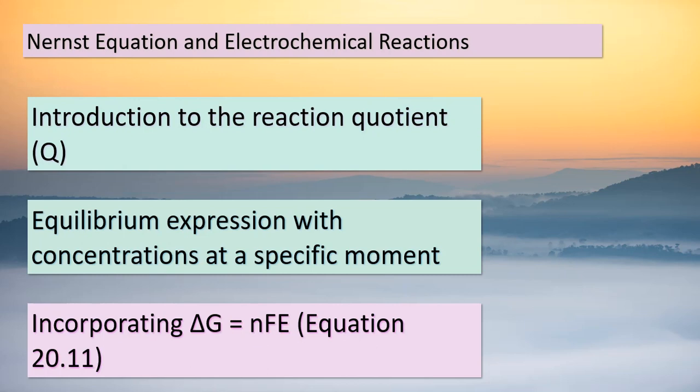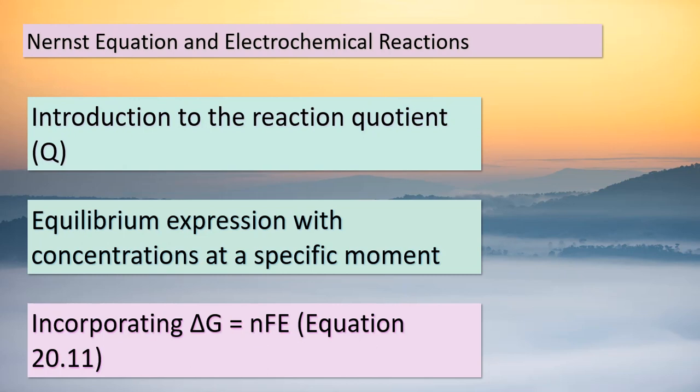Now, here's where things get truly intriguing. By combining ΔG equals -nFE, as seen in equation 20.11, with equation 20.15, we arrive at -nFE equals -nFE° plus RT ln Q. Don't worry if that looks a bit complex, we'll break it down step by step. This equation plays a crucial role in the Nernst equation, which you're about to meet.